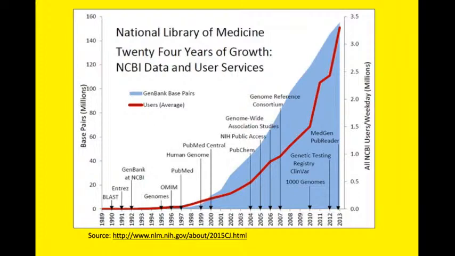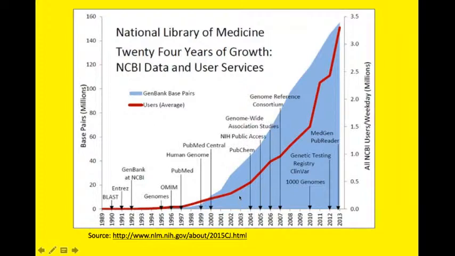So these are the National Library of Medicine's data. How base pairs were found out: on the y-axis are base pairs in millions, and the x-axis is the years. In PubMed, it was PubMed first. BLAST was discovered in the 90s, then Entrez, then GenBank, then Genomes, OMIM, PubMed, Human Genome. So all the various data banks started to come.